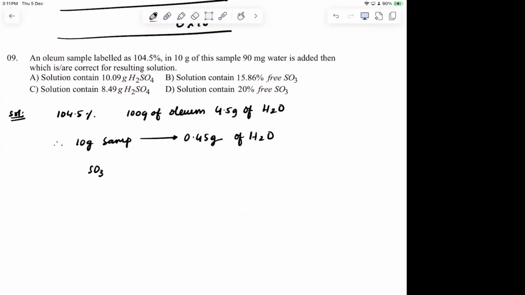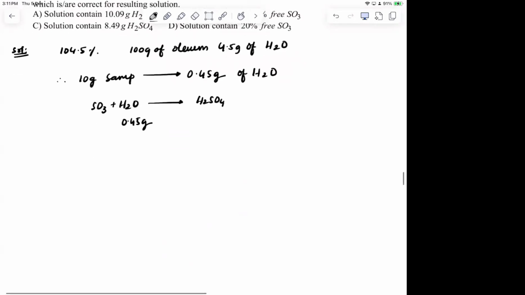So SO3 plus H2O converts into H2SO4. Suppose this was 0.45 grams of water added. Then the number of moles will be 0.45 divided by 18, and here it will be weight by 80. If I equate this, I get weight equal to 80 by 18 into 0.45, and that comes out to be 2 grams. So basically SO3 is 2 grams here.